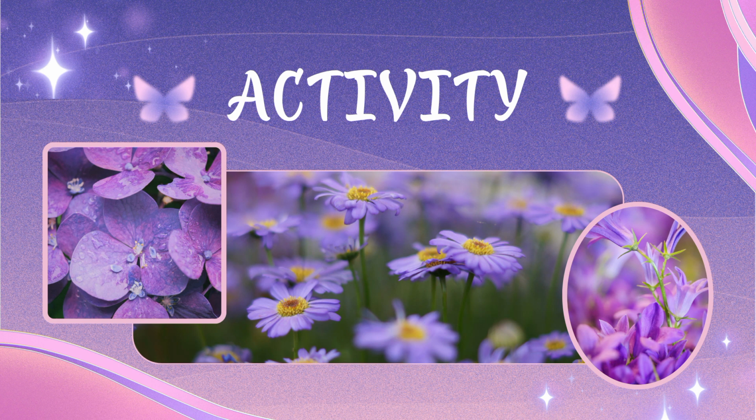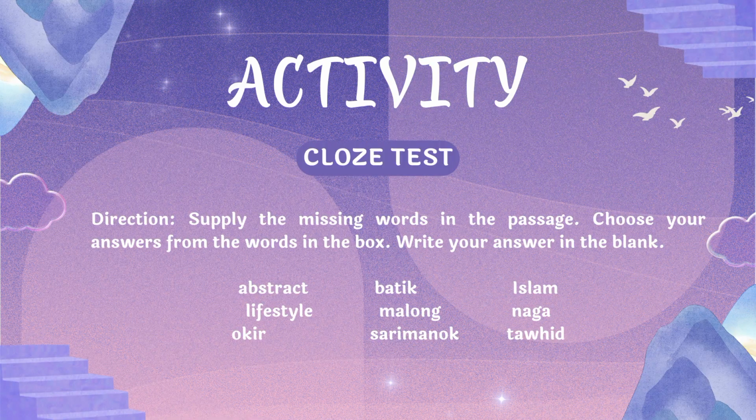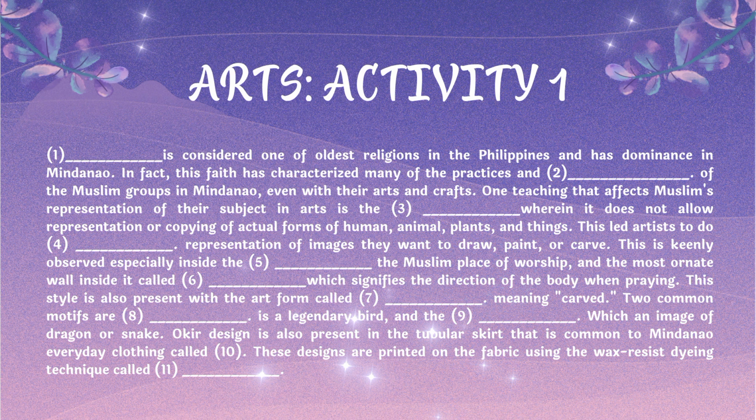Now let's proceed to our activity to be accomplished and put on one whole sheet of paper. So our activity is a cloze test. The direction: supply the missing words in the passage, choose your answer from the words in the box and write your answer in the box. So here we have the choices: abstract, lifestyle, ukir, batik, malong, sarimanok, Islam, naga, and Tawhid. So this is your Activity 1 in arts.